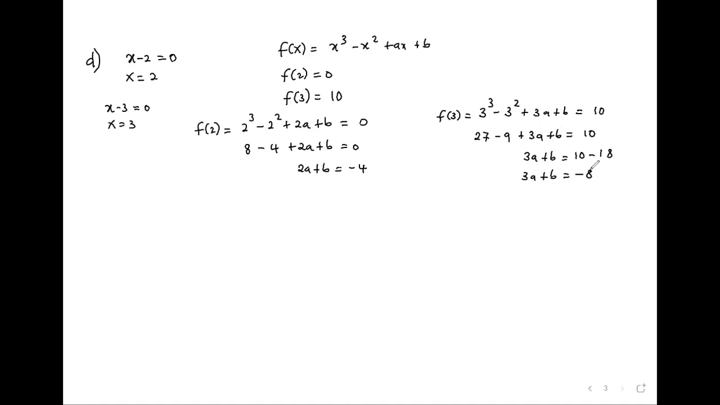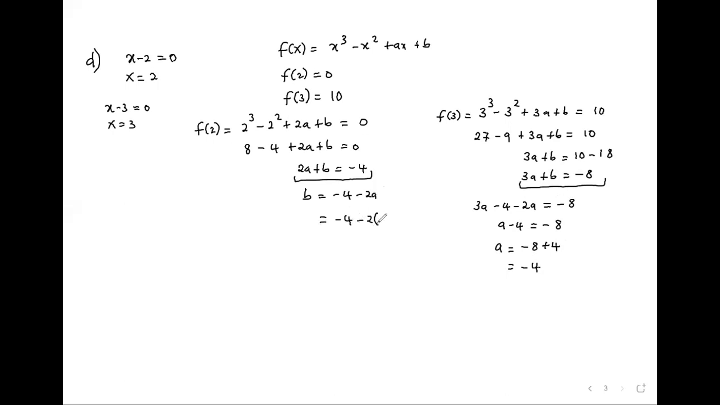Now we have two equations. This equation here and that equation there. So that b is equal to negative 4 minus 2a. So that here we have 3a, where there's b, we place negative 4 minus 2a is equal to negative 8. 3a minus 2a, we get a minus 4 is negative 8. So a is equal to negative 8 plus 4, which is equal to negative 4. So b then is going to be negative 4 minus 2 times negative 4, giving us negative 4 plus 8, which is equal to 4. So we have found a to be negative 4 and b to be 4.